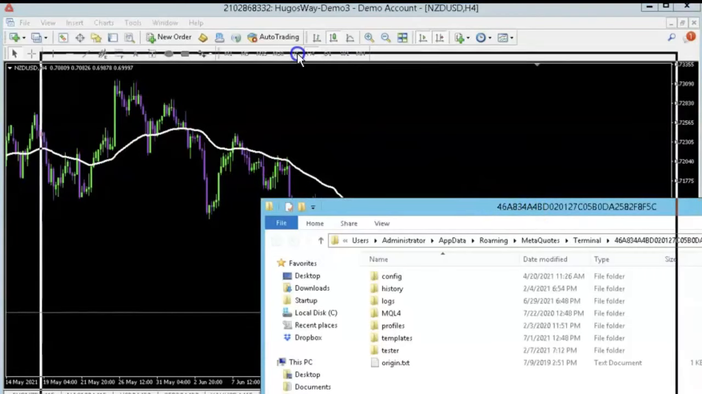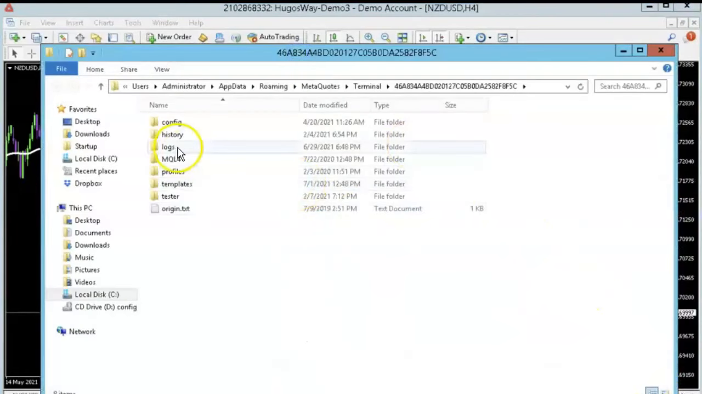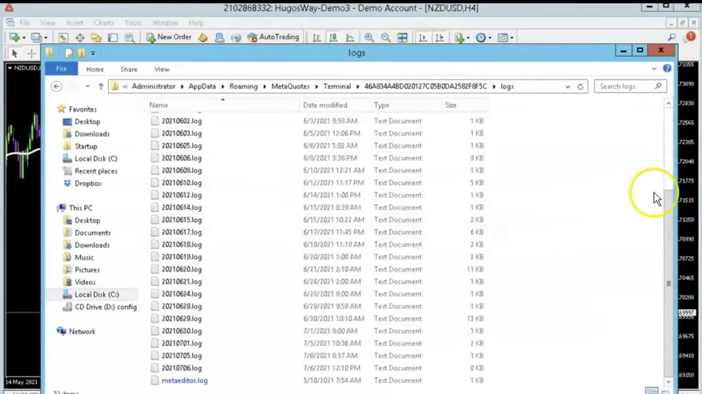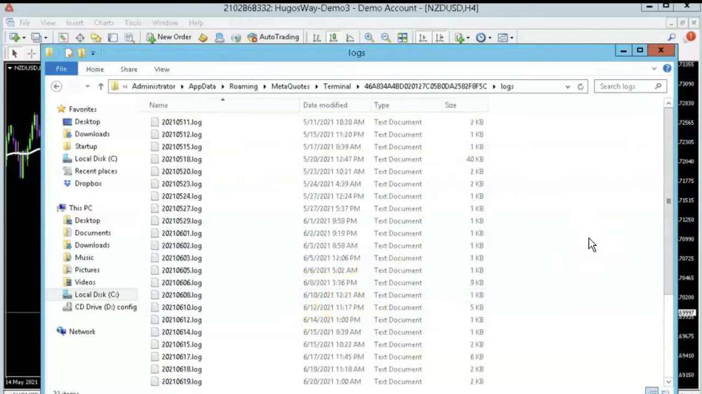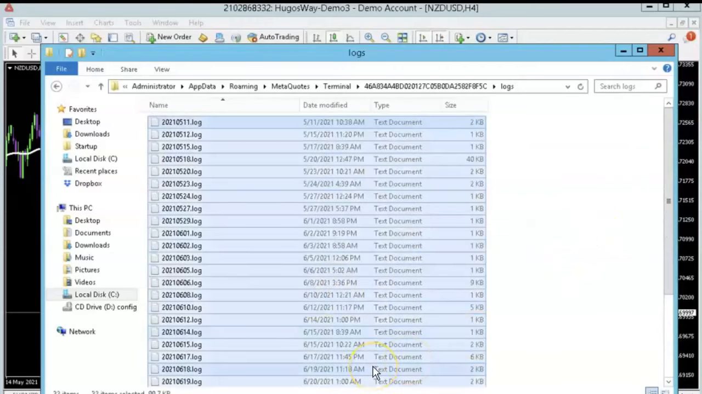I'm going to draw this back into view. You're going to want to go to your logs. I'm going to double click on my logs. And again, I use this for teaching, but that's kind of a lot of logs. We don't need all of those, so I'm going to hit Control A. We're going to delete all of those, gone.